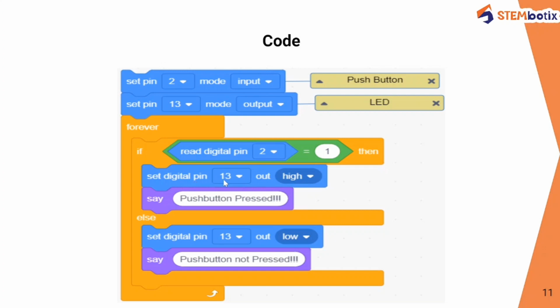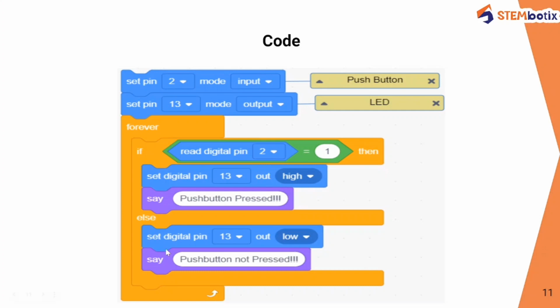So here in the if condition, if reading digital pin number 2 is equal to 1, then the LED pin, which is pin number 13, we make high, and we make a serial print message: push button is pressed. So when the push button is pressed, the LED will turn on, and on the serial monitor a message is seen like push button is pressed.